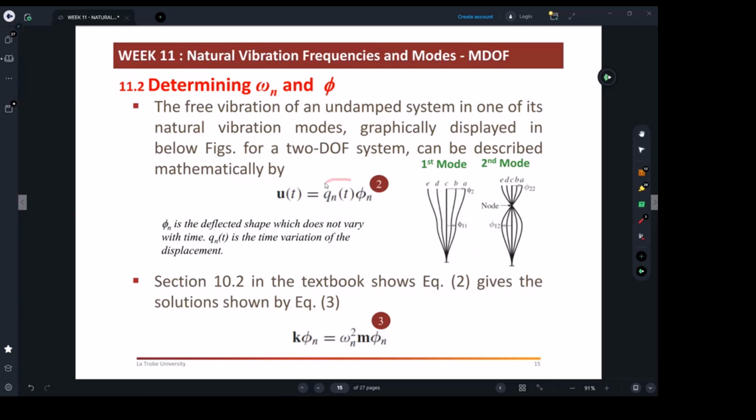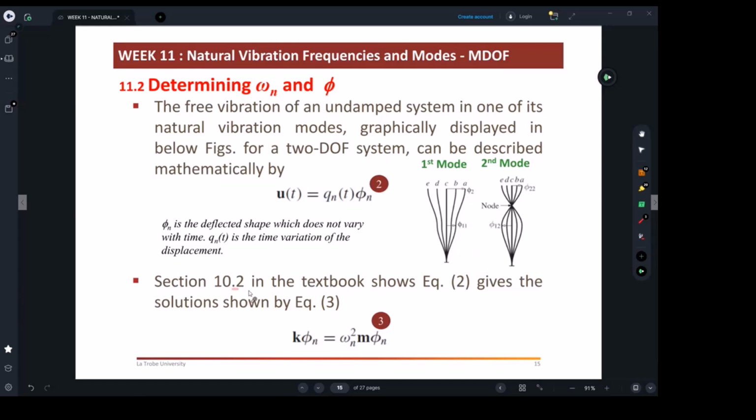Right? And q is the time. So as we know, the fraction of the mode shape is going to be changing over time. So this quantity will be the time variation of the displacement, and this is basically the final displacement that was caused by a particular mode shape.